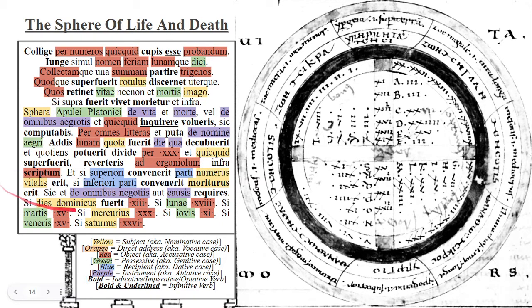Si dies dominicus fuerit, decimet tres. So if it's a Sunday when the person gets sick, you add 13. Si lune, so if it's a Monday, because remember, medieval people started their week on a Sunday, much like the University of Oxford still does. Si lune, you add on 18. So if it's a Monday, you add 16 when they fell sick.